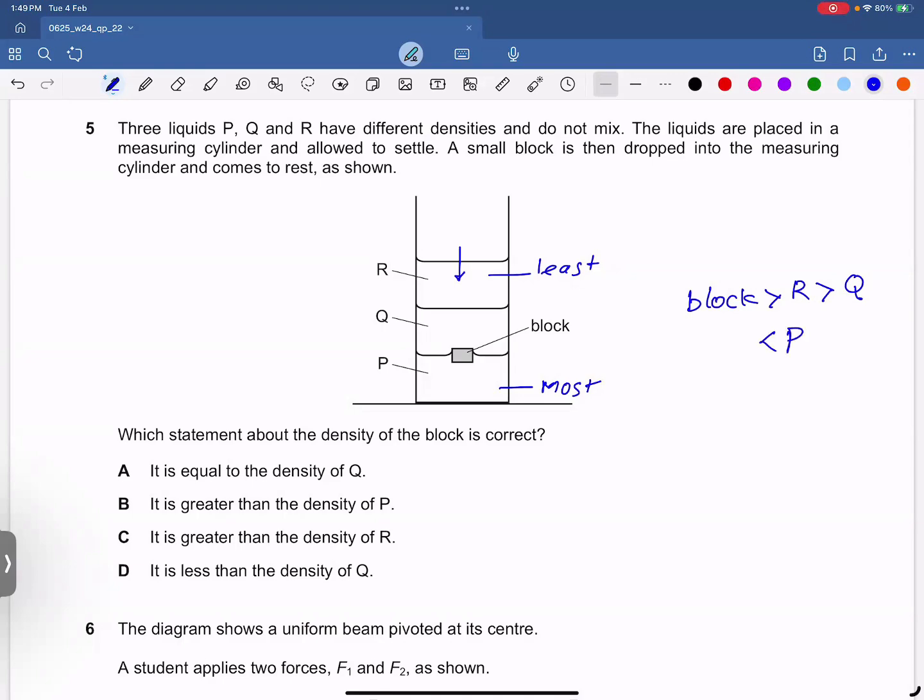Which statement about the density of the block is correct? Equal to Q? No, it is more than Q. Greater than P? No, it is less than P. Greater than the density of R? Yes. Less than Q? No, more than Q. So the option is C. Proceed to question number 6.